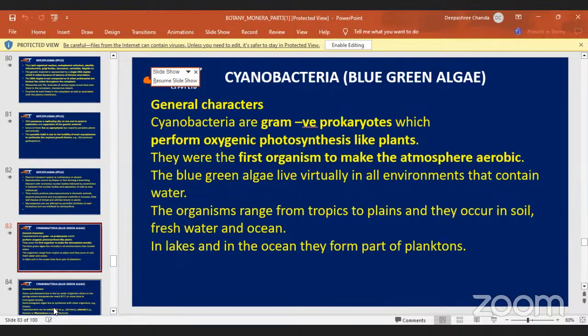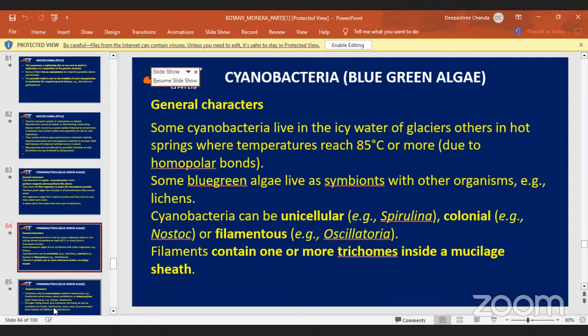So this part becomes important because they can ask you about blue-green algae, they can ask you about cyanobacteria, and they can ask you the place where they live, like the soil, freshwater, ocean. In lakes and in the ocean, they form part of planktons. Planktons are the types of the plants. Okay.